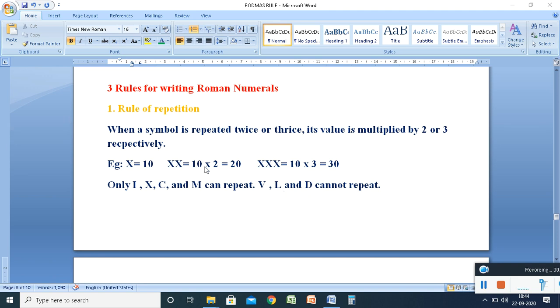So this is the first rule: if a symbol is repeated 2 times, you multiply by 2. If the symbol is repeated 3 times, you multiply by 3. It cannot be repeated more than 3 times. And the symbols V, L and D cannot be repeated 2 times or 3 times.